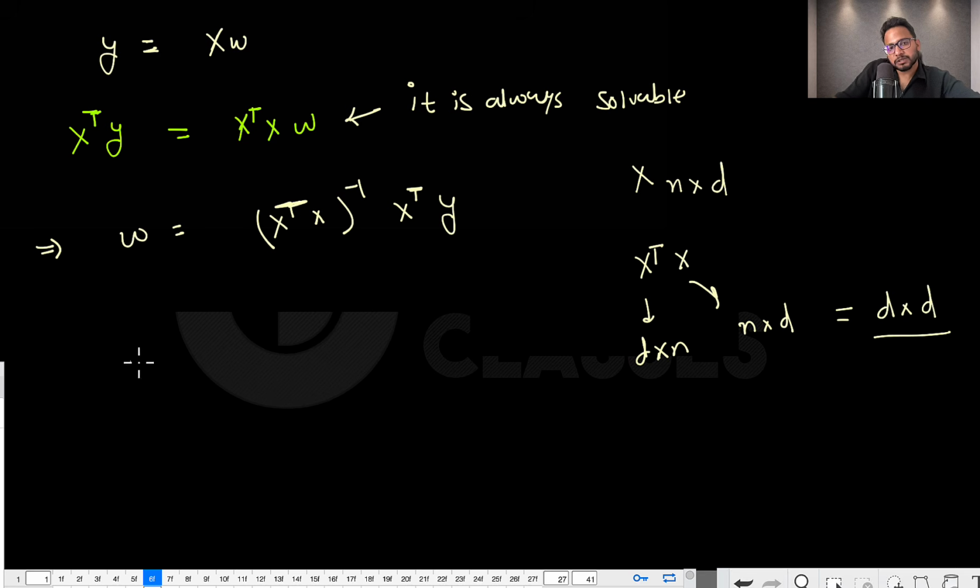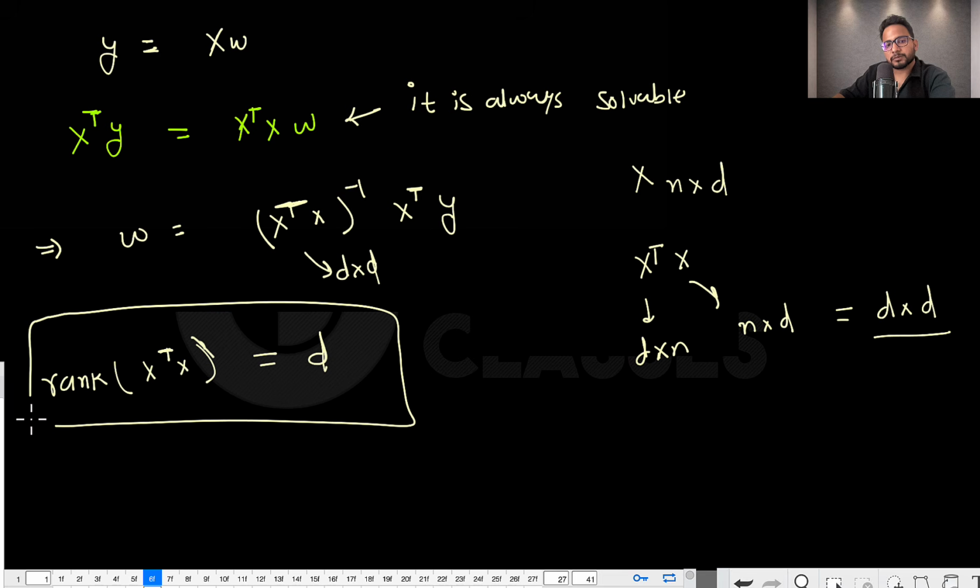So basically you can say that X transpose X should be invertible, which means it should be full rank. It is a d cross d matrix, so it should be full rank, which means that we want the rank to be d. So this is the condition. This is your answer. If you want a unique solution, then you need the rank of X transpose X to be d.